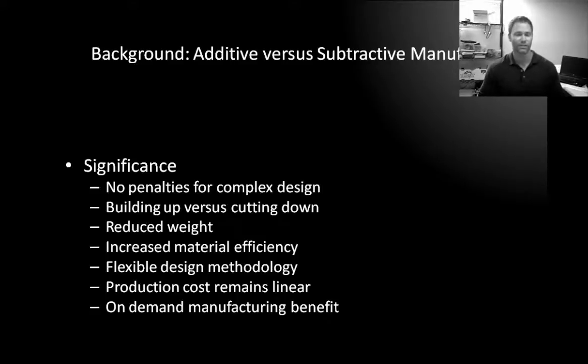And one of the major advantages: in conventional manufacturing, the more custom you get, the more expensive it gets. The more features you have to add on beyond the norm, the more expense. So with additive, it doesn't really matter if it's super complex or super simple. The cost of production is always linear. It's basically based on time and material that you need. And then there is the potential for an on-demand manufacturing benefit out of this.